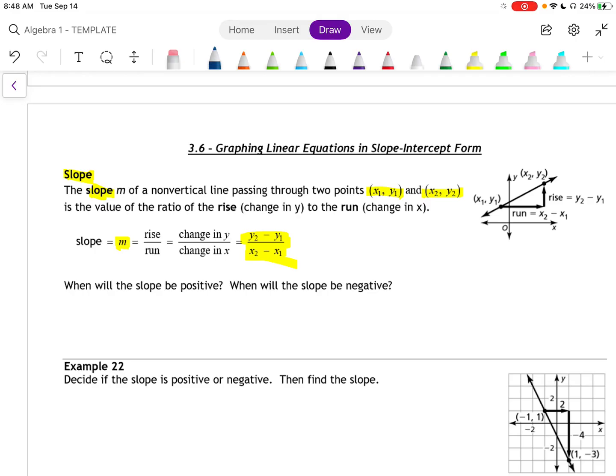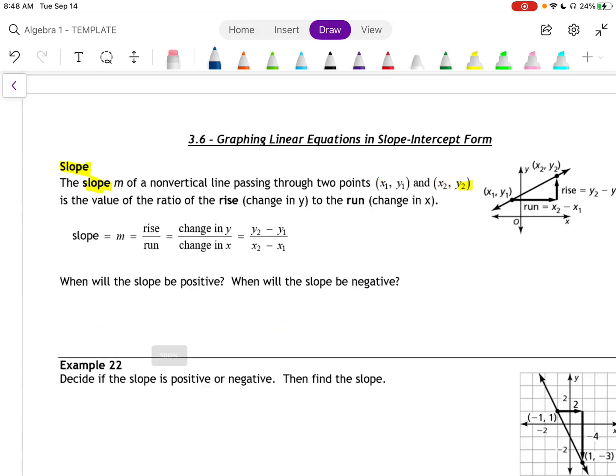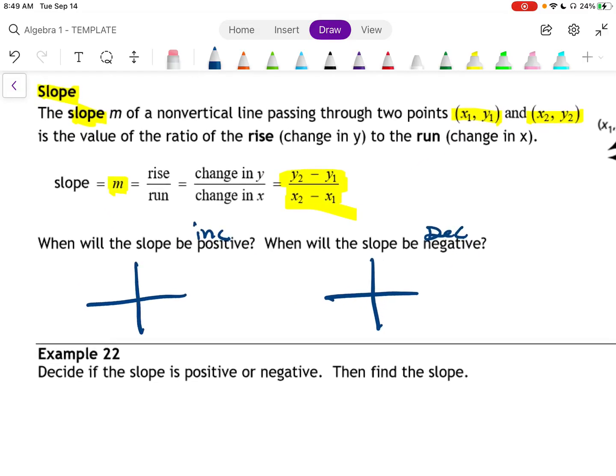We want to think about when will the slope be positive and when will the slope be negative, right? This is the same thing as asking when will the function be increasing and when will the function be decreasing. All right, this is the same exact thing. Increasing and decreasing, positive and negative slopes, those mean the same thing. So increasing, we know that's whenever it's going uphill. Decreasing, we know that's whenever it's going downhill.